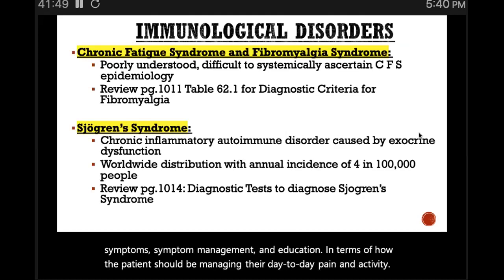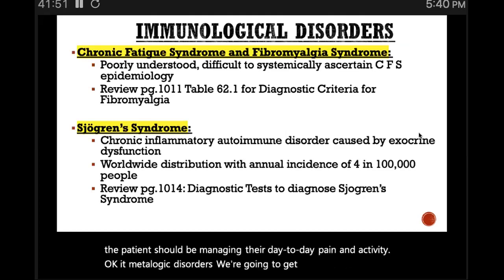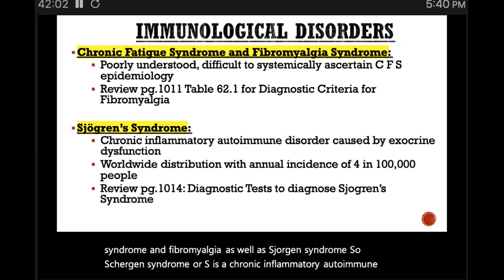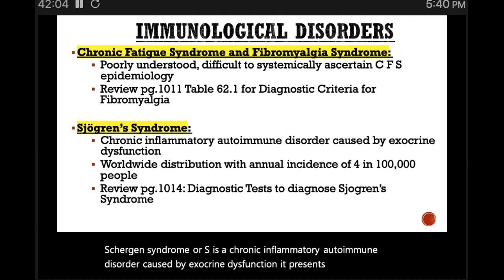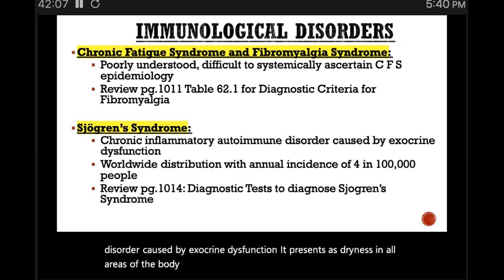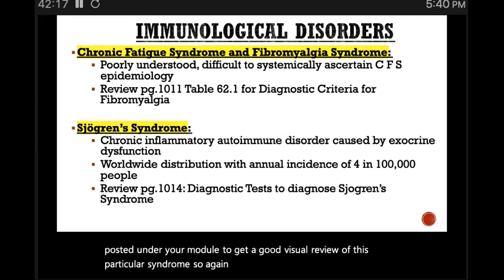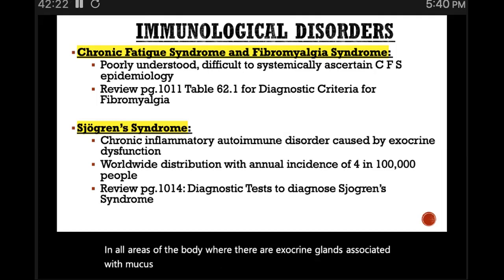Okay, immunologic disorders, we're going to get into chronic fatigue syndrome and fibromyalgia, as well as Sjögren's syndrome. So Sjögren's syndrome, or SS, is a chronic inflammatory autoimmune disorder caused by exocrine dysfunction. It presents as dryness in all areas of the body. Please do watch the supplementary video I posted under your module to get a good visual review of this particular syndrome. So again, it presents as dryness in all areas of the body where there are exocrine glands associated with mucous membranes, most notably the salivary and lacrimal glands, so your mouth and your eyes.